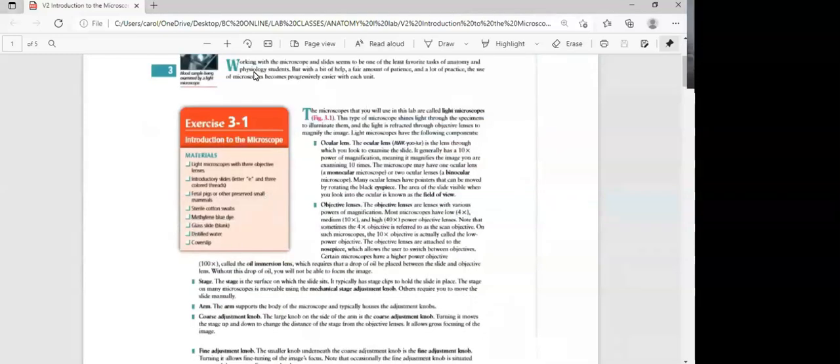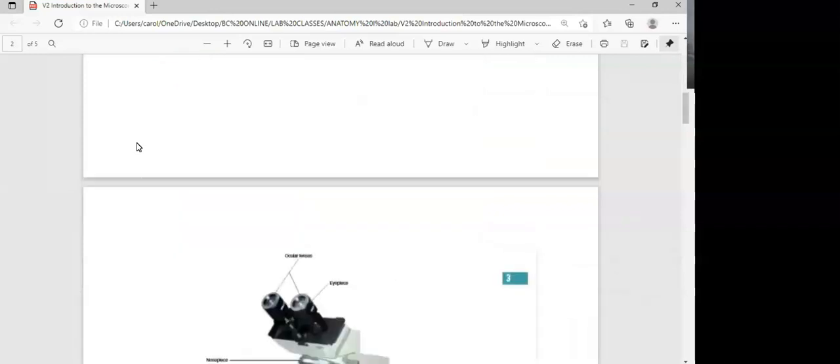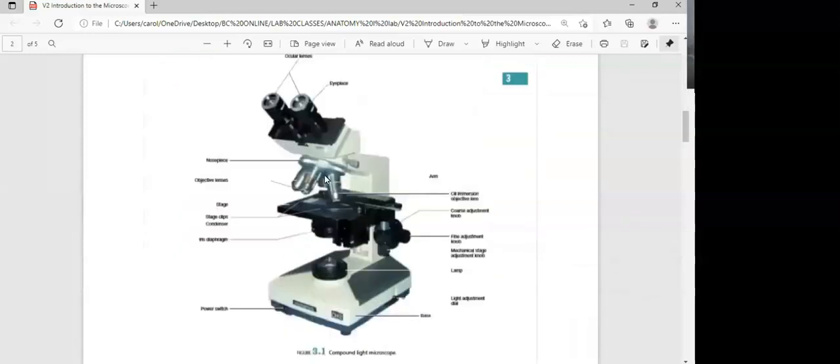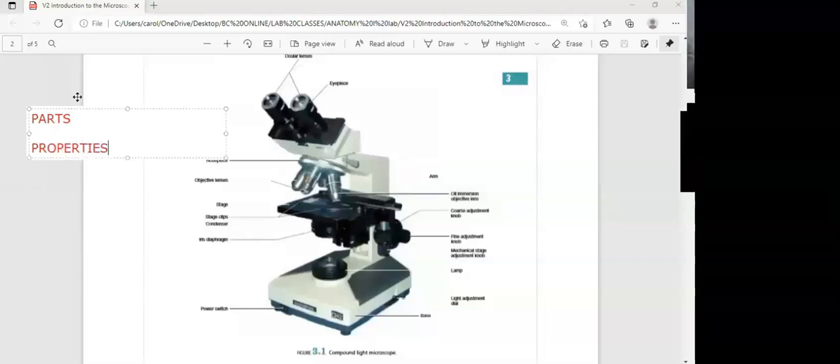What's the microscope? The microscope obviously is a device that is going to help us to see very small images, right? And that's why we have a microscope. One thing that I want to mention is that there are two main things that you need to know about microscopes. One thing is parts of the microscope, and another thing is going to be properties of the microscope. Parts of the microscope are the ones that we can see right here, right?